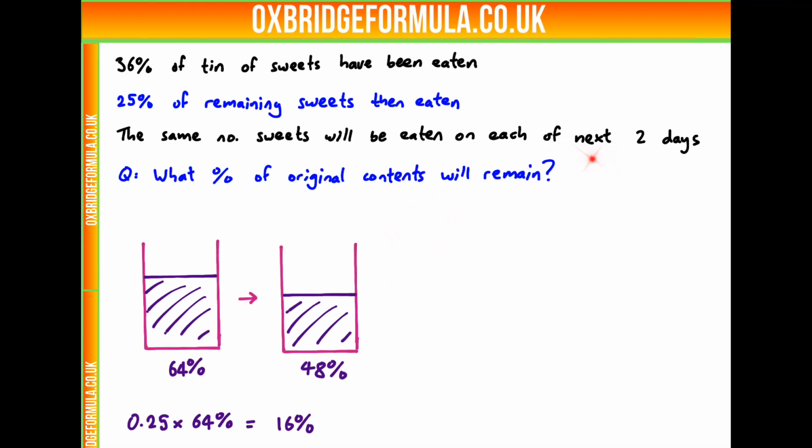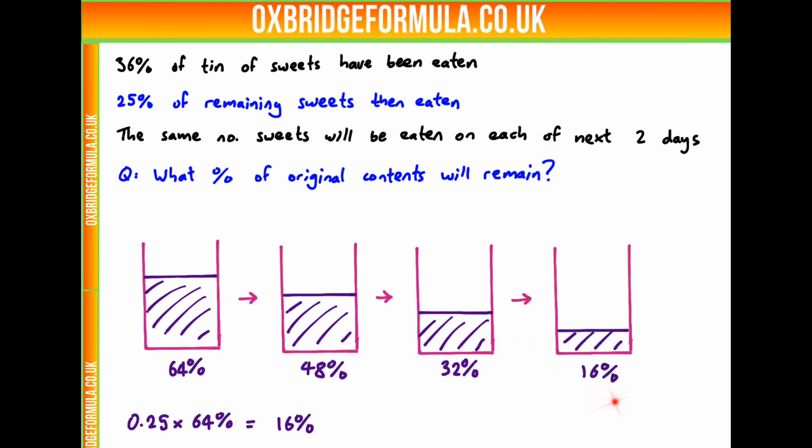And so for the next 2 days, we're taking the same number of sweets each time. And so what does that mean for the percentages? So we're not taking away another quarter of what remains. Instead, we're just taking away the same exact number of sweets each time. And so what would this leave us with? So we take off another 16 percentage points of the original amount. So 48 minus 16 takes us down to 32. And we do the exact same thing again. We take away another 16 percentage points rather than another 16% to take us down to 16%.